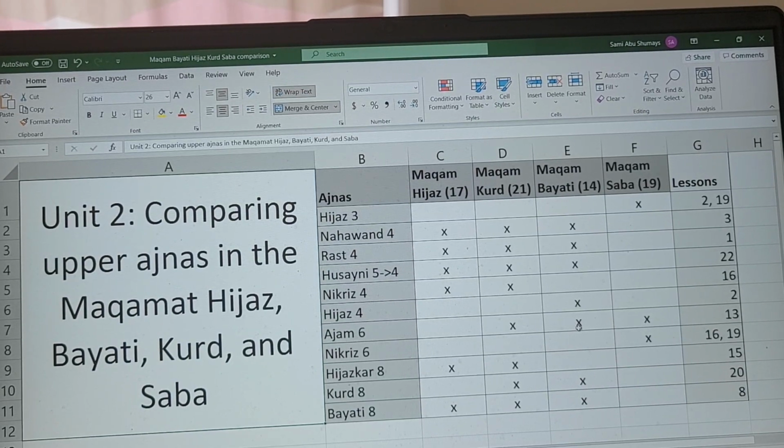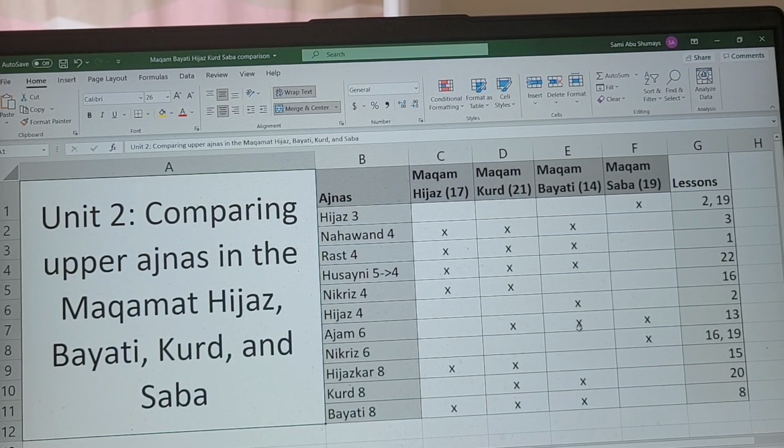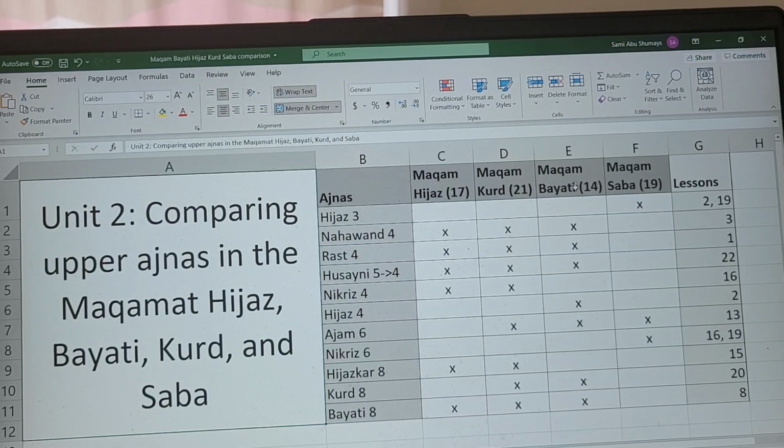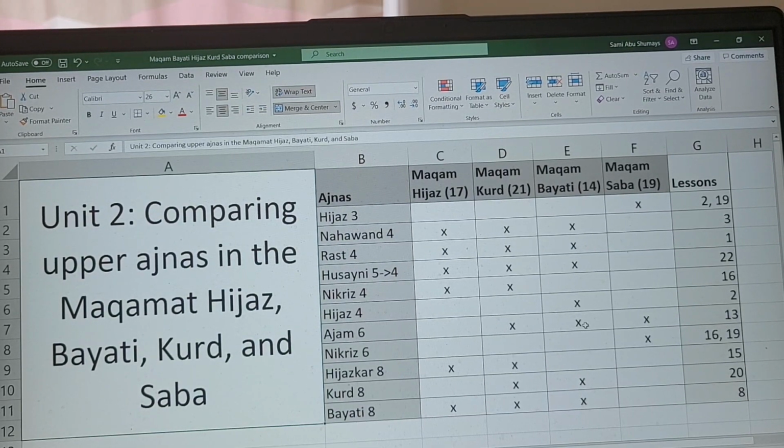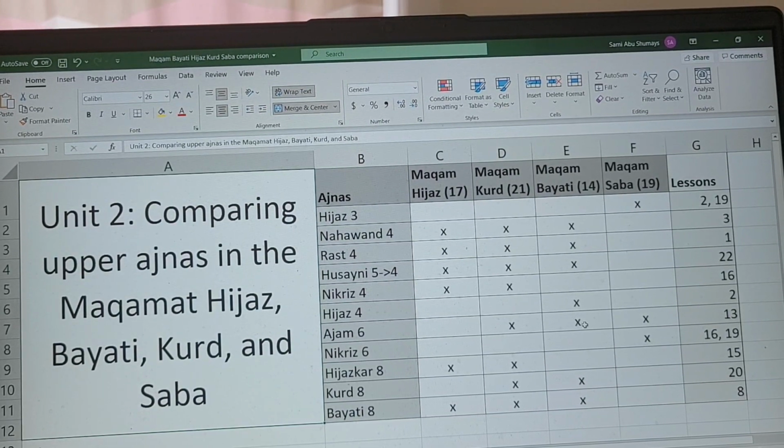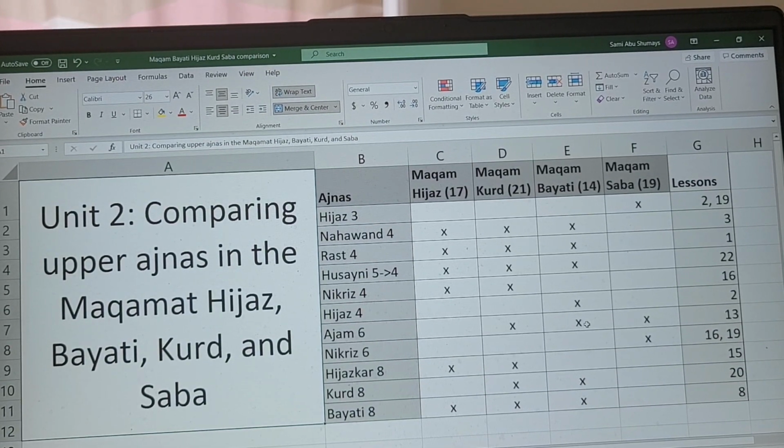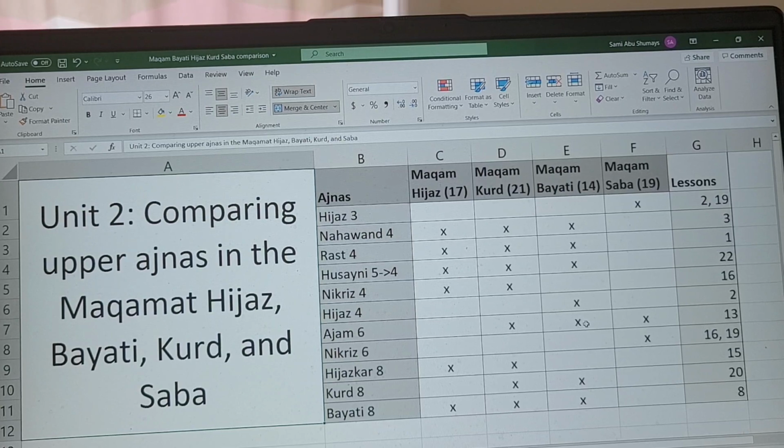Great example of this is Umm Kulthum's song Huwa Sahih. The third verse is really in Bayati. A little bit of Kurd there.